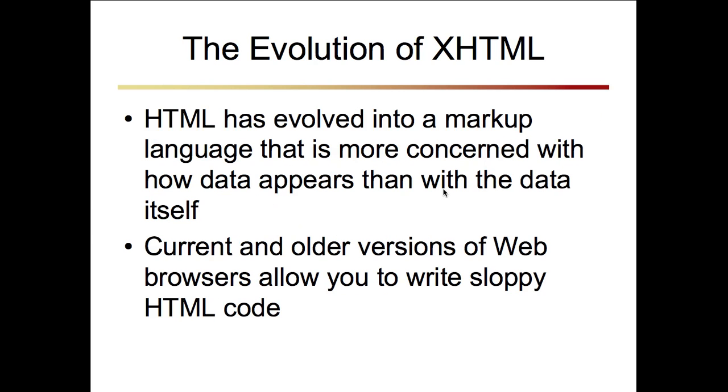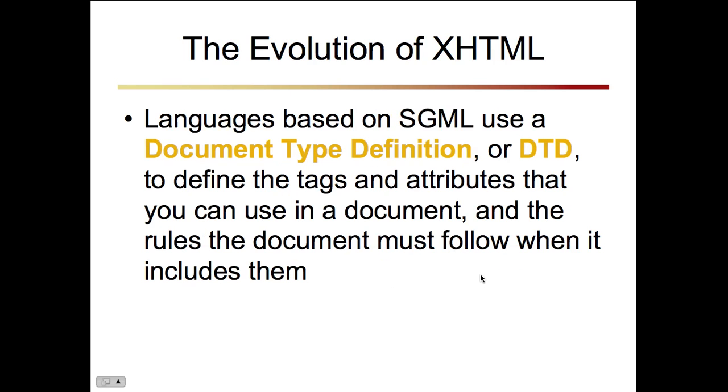It has evolved as a markup language. Currently the older versions of the browsers allow you to write sloppy HTML code. I'm calling it sloppy. That's probably not the technical term for it, but it is sloppy. It's just whatever you want to write. And then we have the evolution of XHTML. So XML plus HTML gives us XHTML.